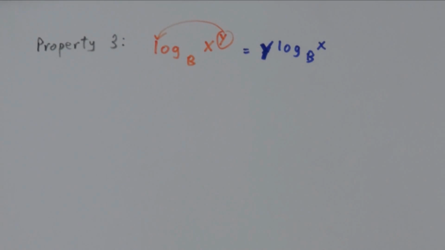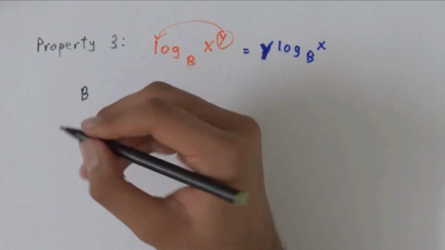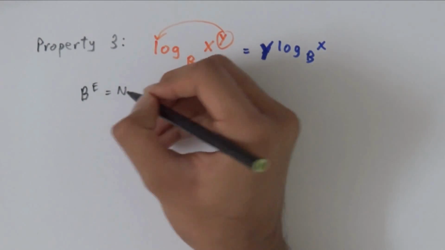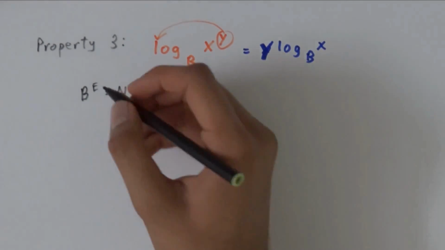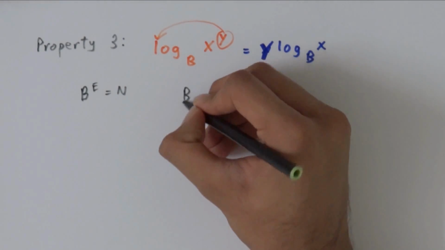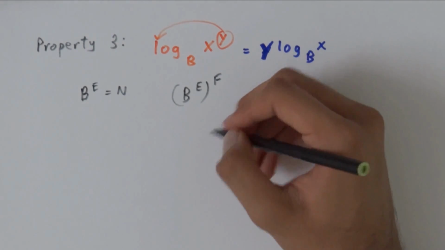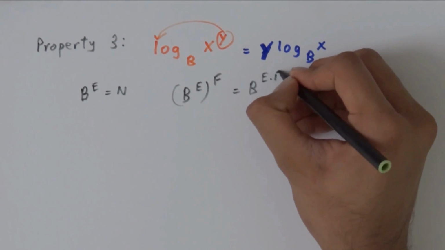Let's try to recall our exponent rule. It says that if we have b raised to e, and we have an exponent on this, b to the e, whole power f, then that would be b to the power e times f.